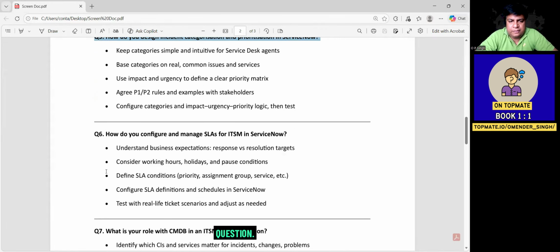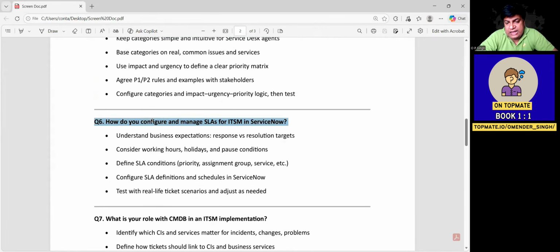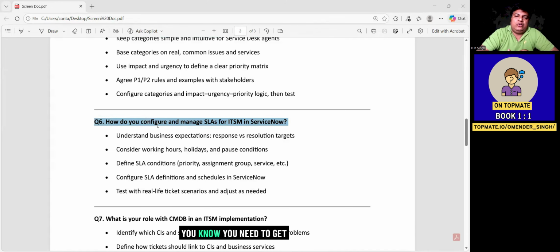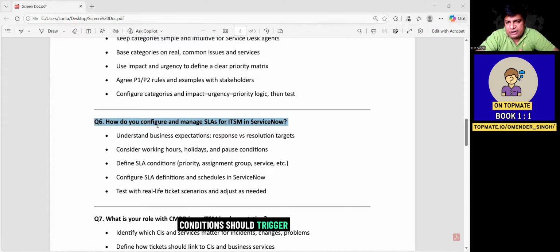Let's move to the sixth question. How do you configure and manage SLAs in ITSM ServiceNow? First of all, you need to get agreement with the business on the response and resolution times for each type of priority. Then you check whether the support is available 24/7 or only in business hours, and note all these things. Once you have that data, you can decide which conditions should trigger a particular SLA, like priority, service, support, and so on.